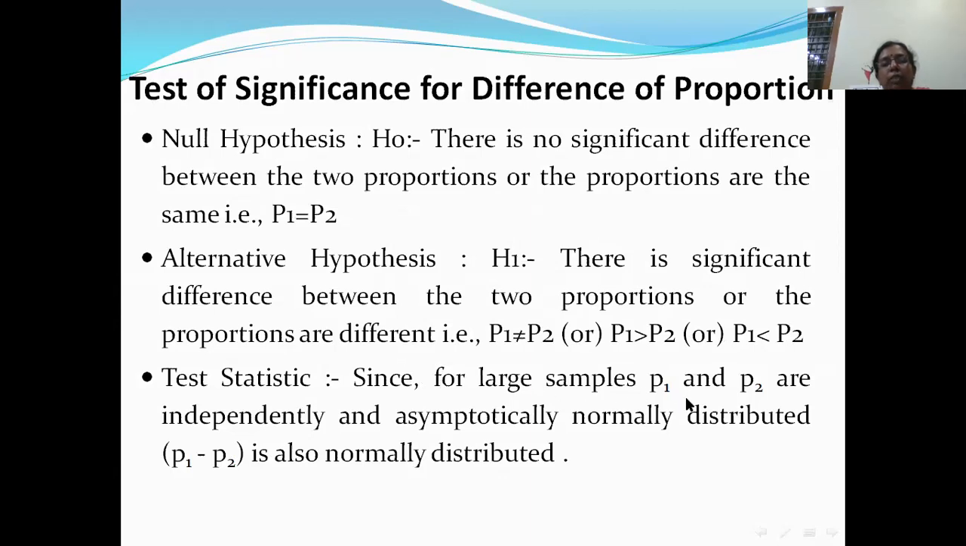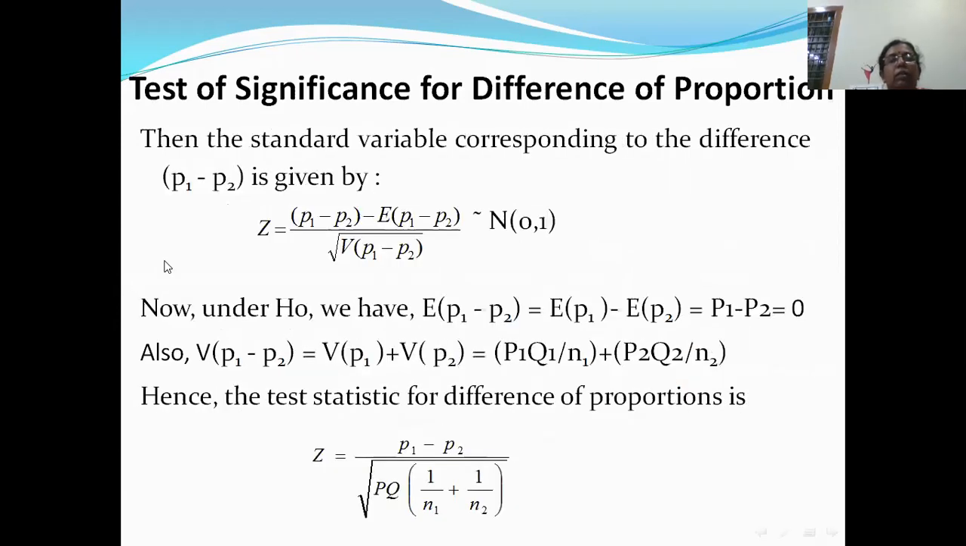Since for large samples p1 and p2 are asymptotically and independently normally distributed, their difference p1 minus p2 is also normally distributed. Then the standard normal variable corresponding to the difference p1 minus p2, Z, is given by p1 minus p2 minus expected value of p1 minus p2, divided by the root of variance of p1 minus p2, which follows the standard normal distribution with mean 0 and variance 1.